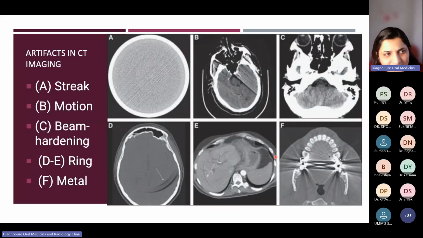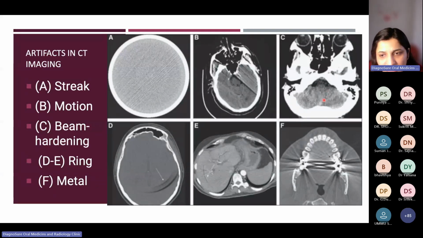Talking about artifacts. Like every other technique, CT has its own artifacts. First is streak artifacts. These are caused by highly attenuating objects like metal implants, fillings, or dense bone. You can see these lines. Second are motion artifacts. Motion artifacts are very common. We see them in 2D radiography as well. Whenever the patient moves, the image is not formed properly and we see this artifact.